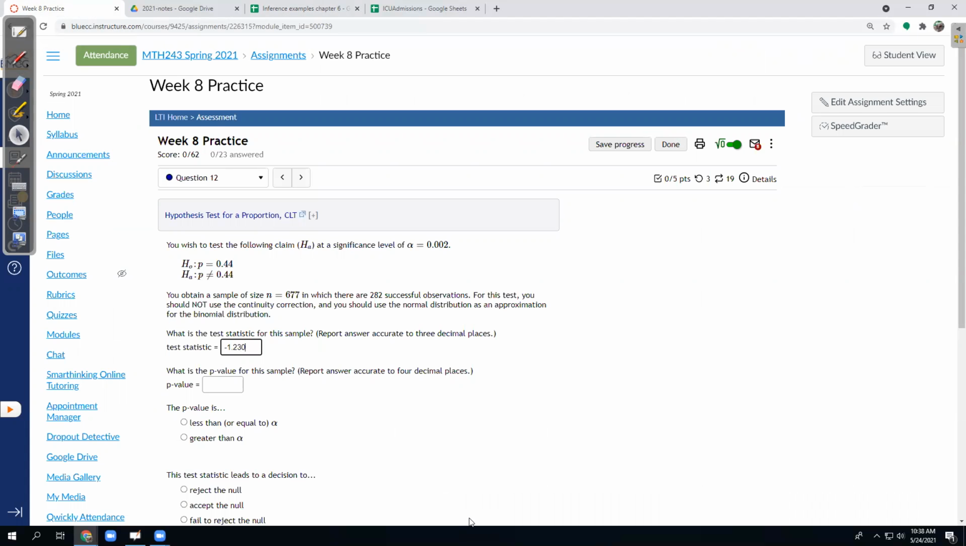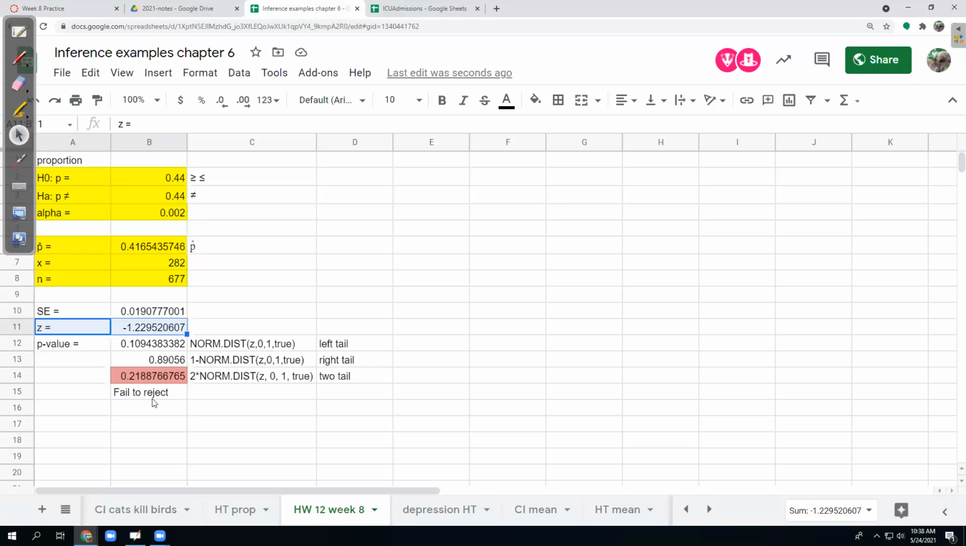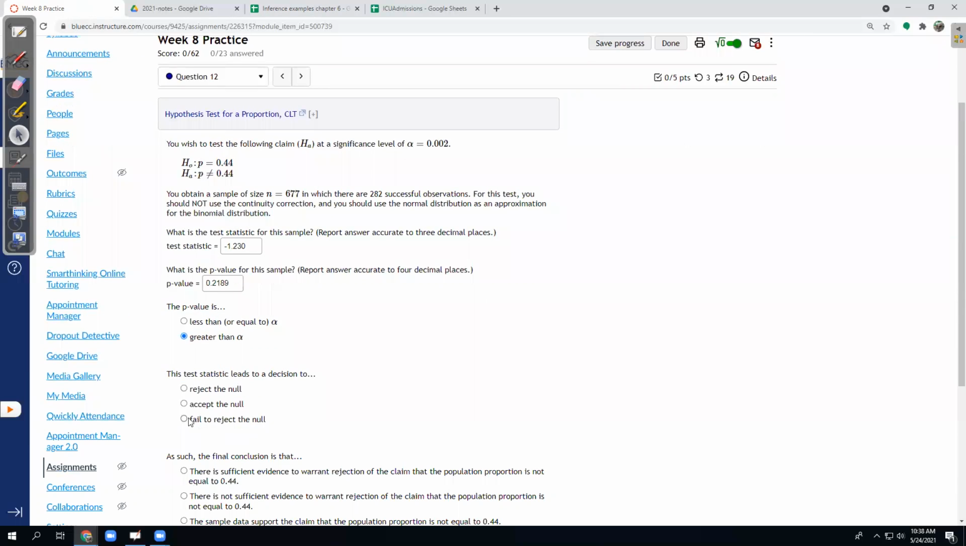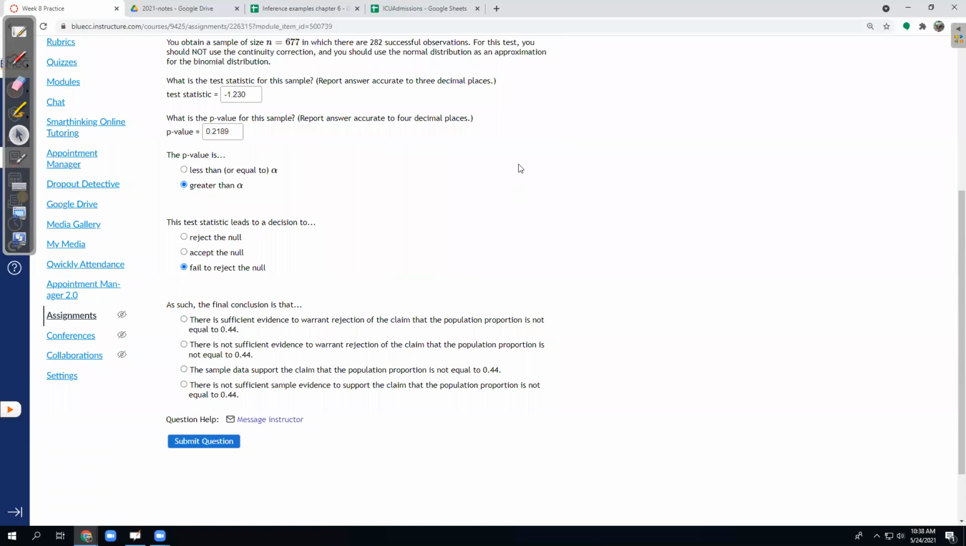And the computer's really not going to notice that 0, but I'm going to type it anyway for fun. The p-value for this two-tailed test was 0.21887. How many decimal places? 4. 0.21887. That 7 rounds that 8 up to a 9. Okay, and that is a huge p-value. So it is greater than alpha by a huge amount. And so we fail to reject, and then we have to come up with a conclusion.